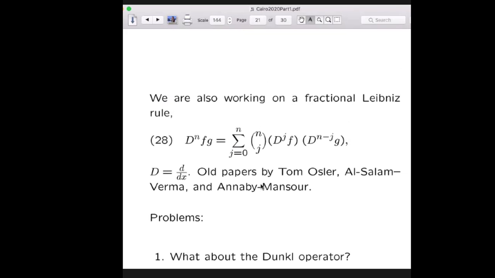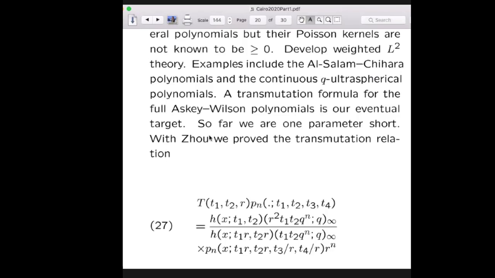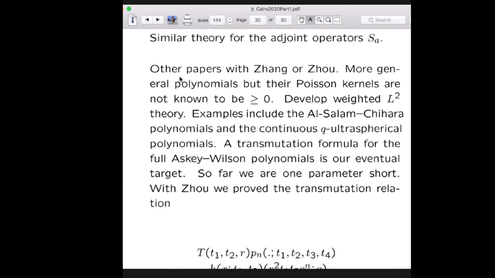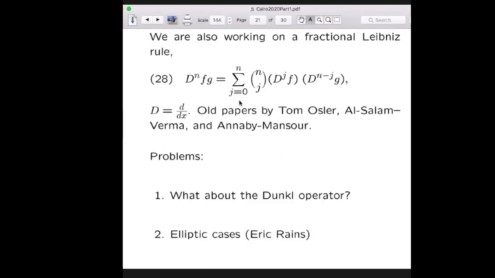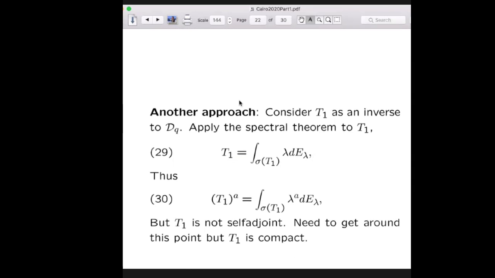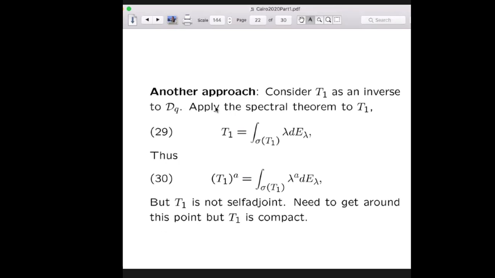So what we hope to do is to develop this to a degree where we really understand what's going on. Now, there is another approach to fractional powers, but that requires the spectral theorem, and that's why we were trying very hard to get some handle on the spectral theorem, but we did not succeed.